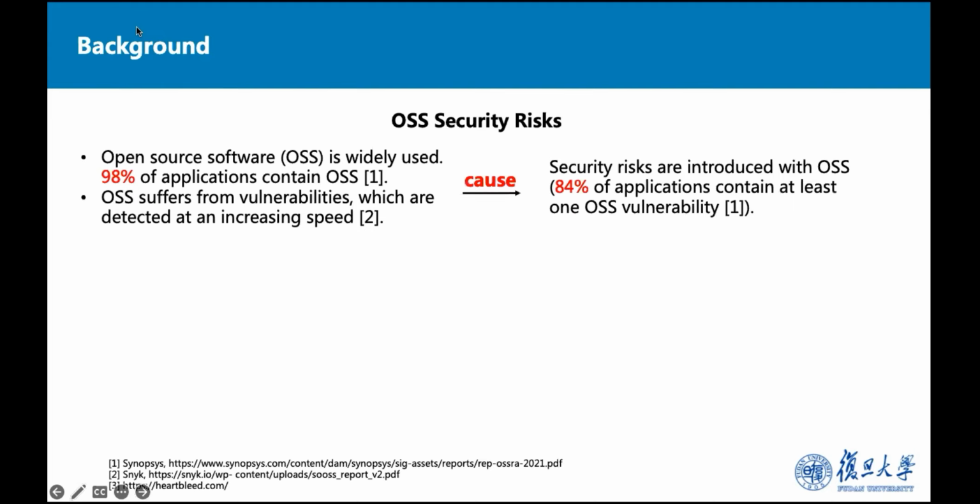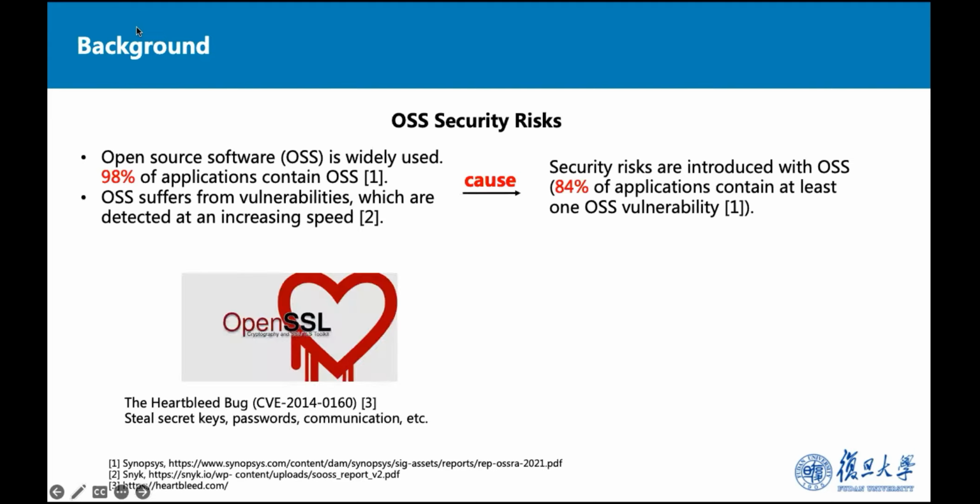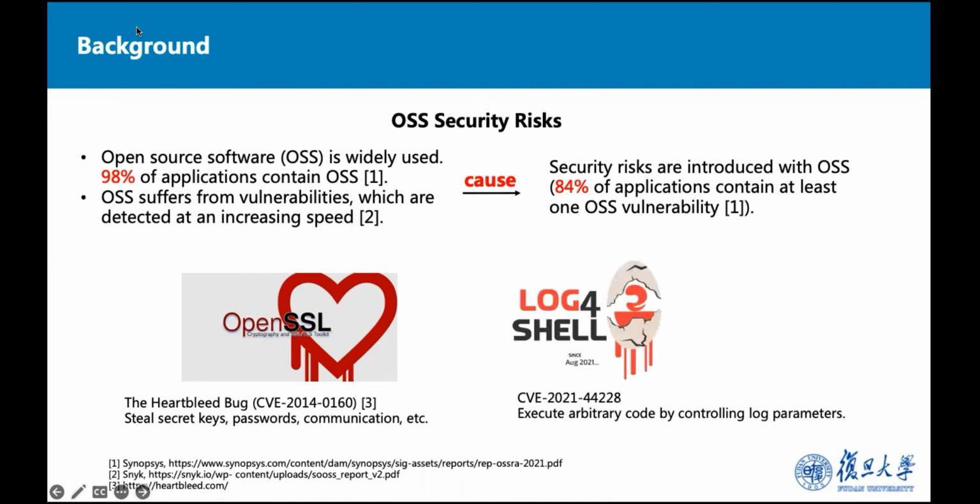This causes security risks within using open source software, and up to 84% of applications contain at least one open source software vulnerability. These vulnerabilities may cause serious security problems. For example, the famous Heartbleed bug is from the popular library OpenSSL, and this vulnerability allows attackers to steal secret keys, passwords, communication data, and so on.